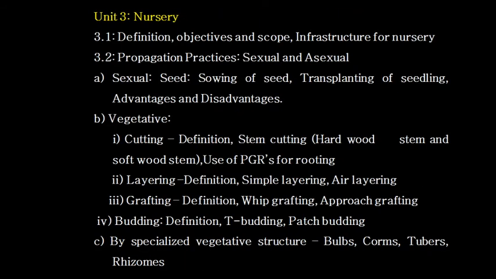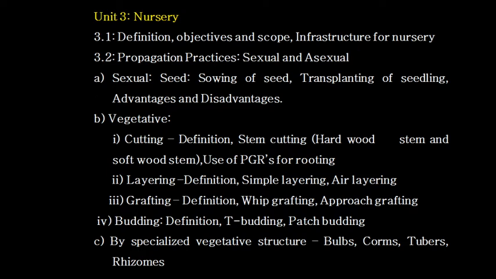So this is unit number 3. We are in unit number 3, we are going to study the nursery technology. So what is the definition of nursery, objective and scope of nursery technology, and the infrastructure which is needed for the nursery technology. Then we are going to see the various propagation techniques for the nursery technology. So that may be the sexual or asexual, which we call vegetative.